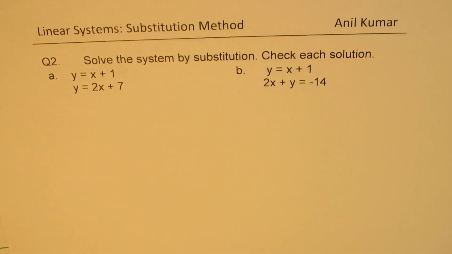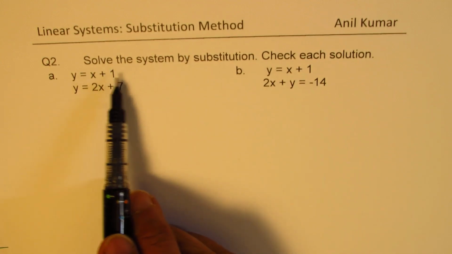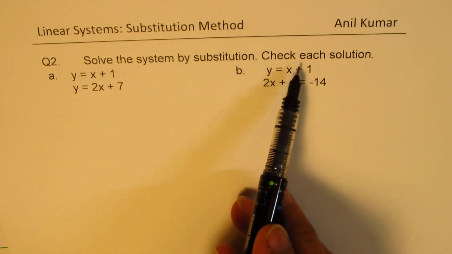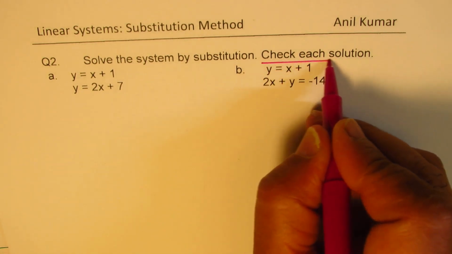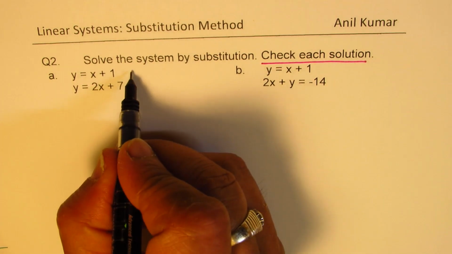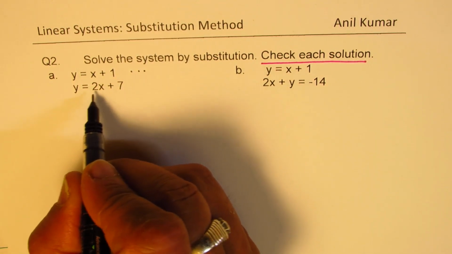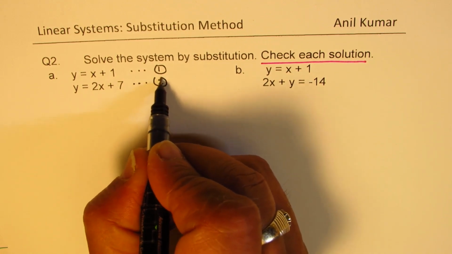Now let's move on and take up questions where we are going to solve a system using the method of substitution, right? The question here is to solve the system by substitution and check each solution, correct? So we need to check our solution also once we solve. Substitution really means we have to substitute one value into the other. So we have two equations here. Let's call them equation 1 and 2.